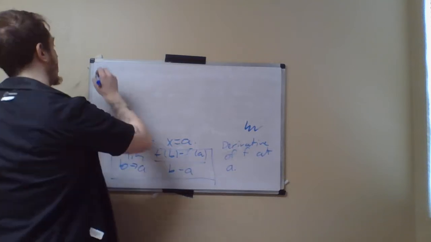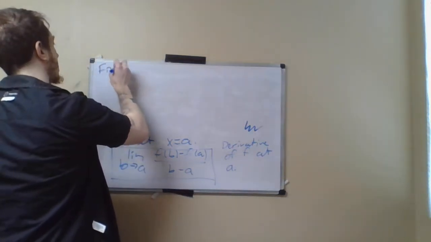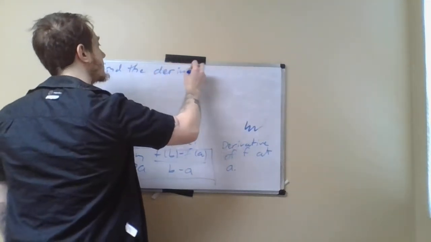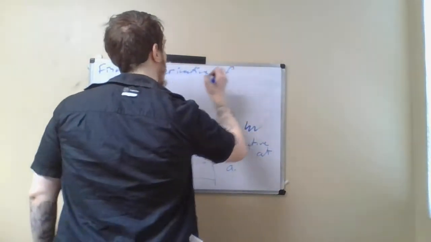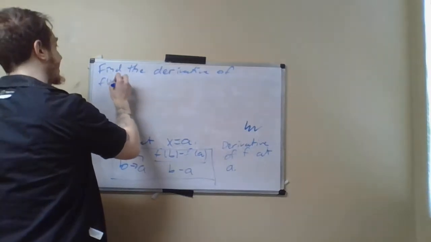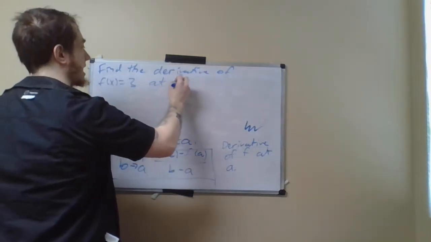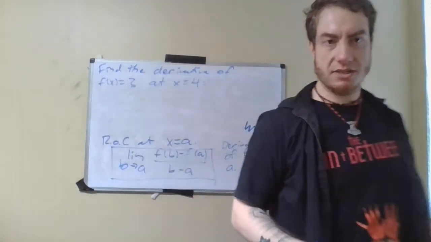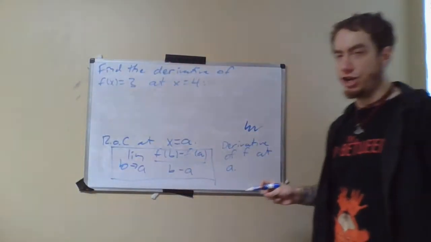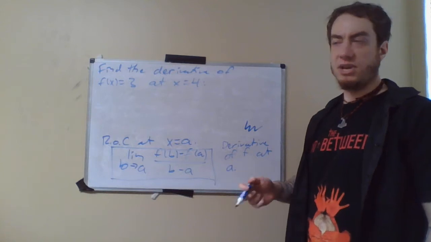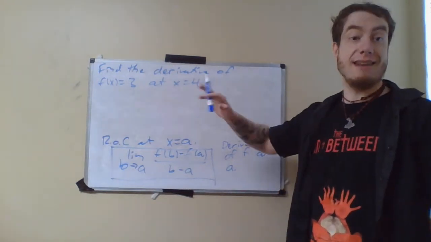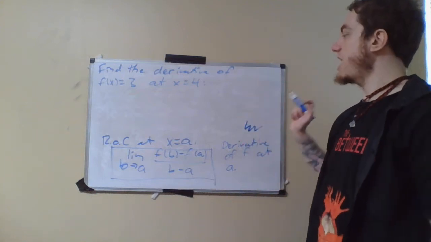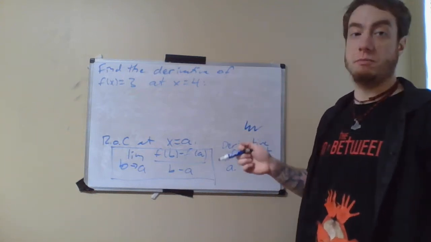So, for example, if I want to find the derivative of f of x equals 3 at x equals 4, well, we would expect, because this is a constant function, its rate of change should always be 0. Think about what a constant function does. It never changes. Its change is always 0. So we would expect that its rate of change would always be 0.